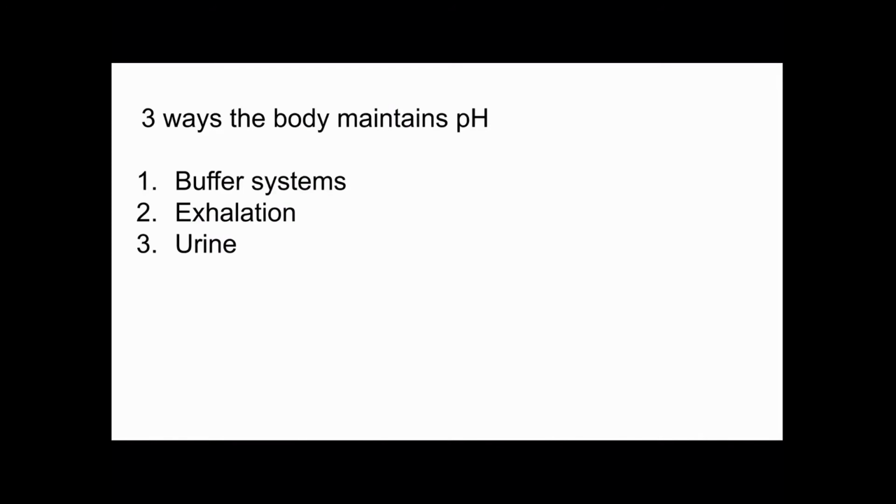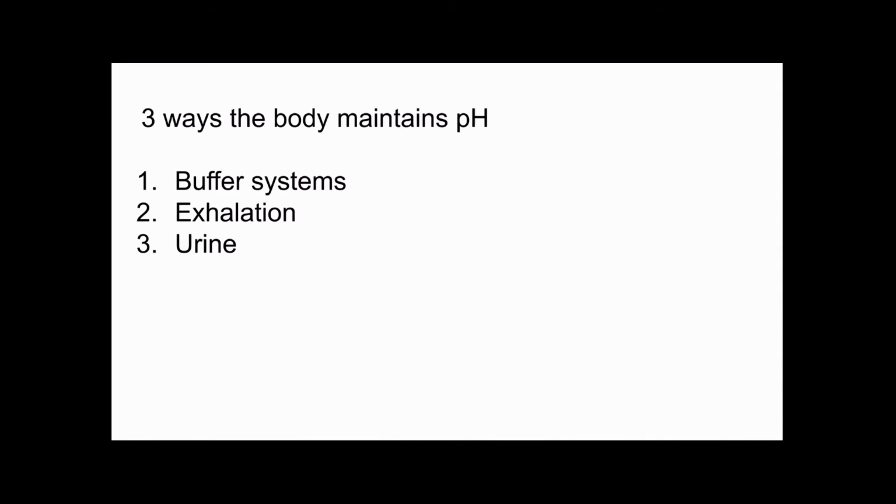There are three ways that the body maintains pH in its fluids. It uses buffer systems, it uses exhalation, and it uses the production of urine. We'll touch on each of those three ways, and just briefly on the exhalation and the urine production. But buffer systems we'll look at a little bit more, because honestly, buffer systems are at work in all three of these.